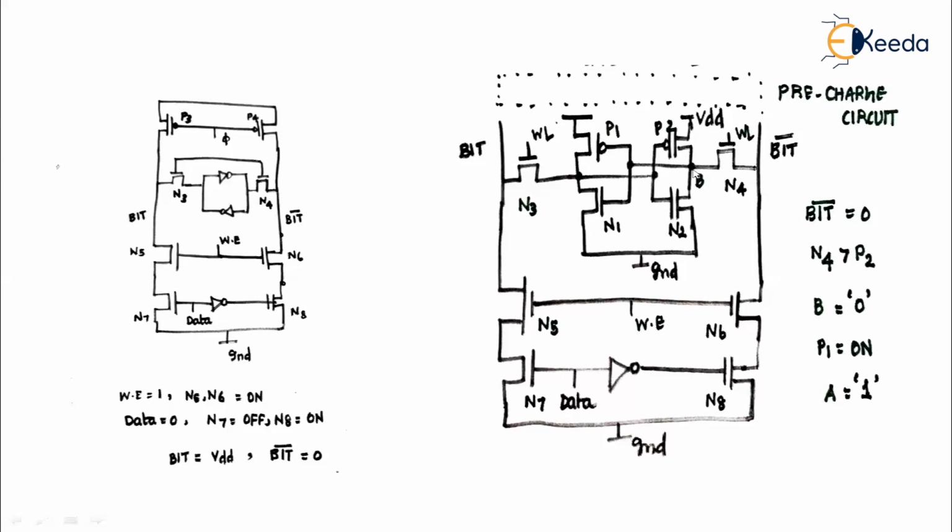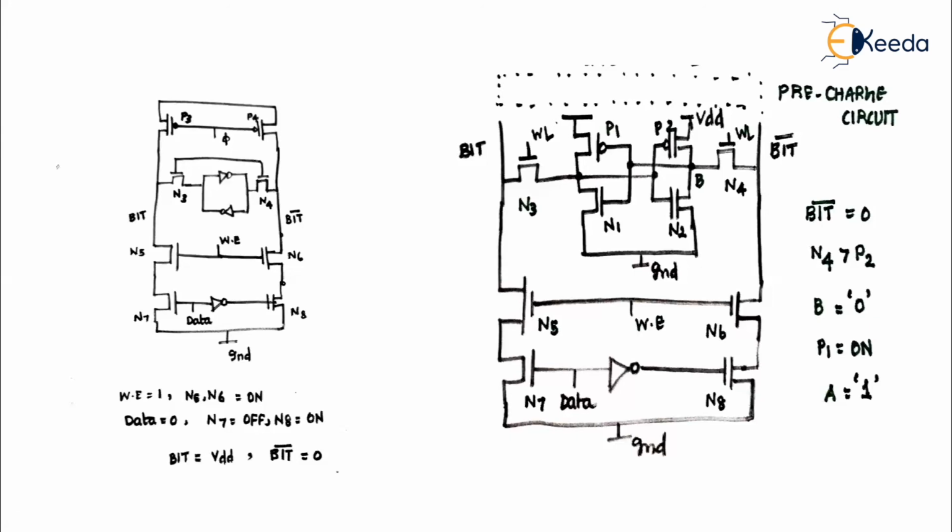So what is happening? My B value is being easily written with the value of 0 as your word line is activated. When my word line is activated, this transistor is turned on. So the voltage in your bit bar line will be transferred towards B. So B is storing a value of 0. When B is equal to 0, I can easily store the value of A as 1. So this is a simple read and write operation.